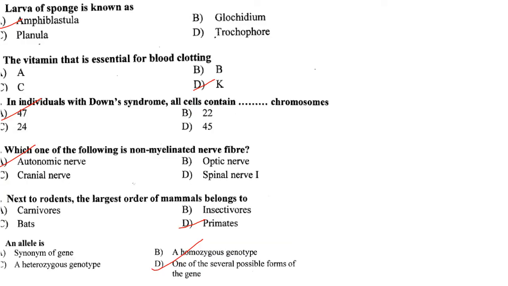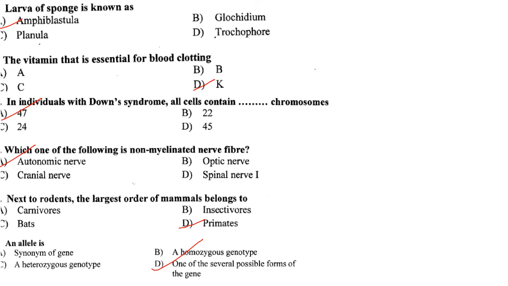Then next one. Larva of sponge is known as. It is known as amphiblastula. Option A. The vitamin that is essential for blood clotting. It is vitamin K. Option D. In individuals with Down syndrome, all cells contain dash chromosomes. So it contains 47 chromosomes. It is trisomy of the 21st chromosome. So they will have 47 chromosomes.